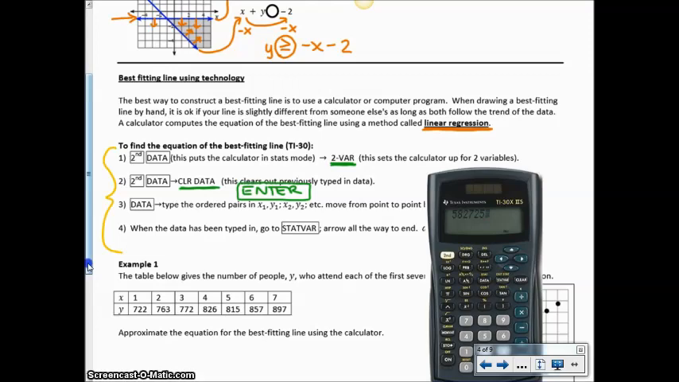All right, so then step 3, you're going to hit data one last time. And since you're not doing second data, this is actually going to put you into where you can put in the x and y coordinates. You're going to put them in as ordered pairs, x1 and then y1. You use your down arrow to move from x1 to y1. So you would enter your data point as x1, then hit the down arrow, and enter your data point as y1.